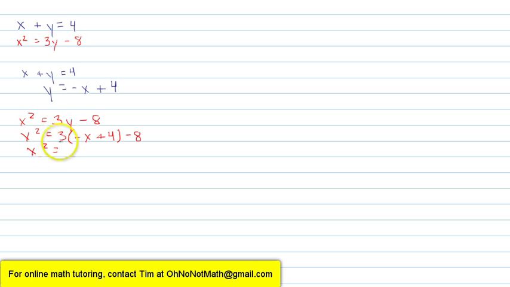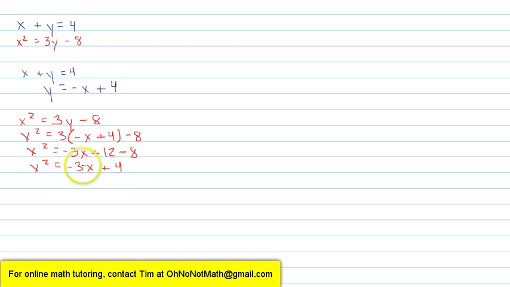X squared equals 3 times negative x is negative 3x. 3 times 4 is 12. Carry this minus 8. X squared equals negative 3x, 12 minus 8 is 4.